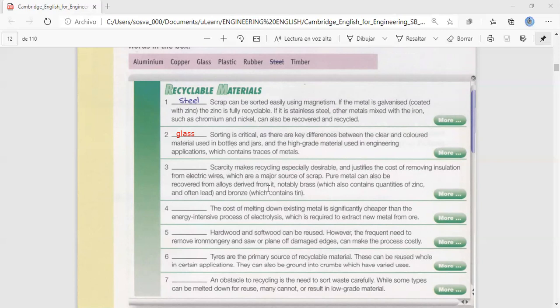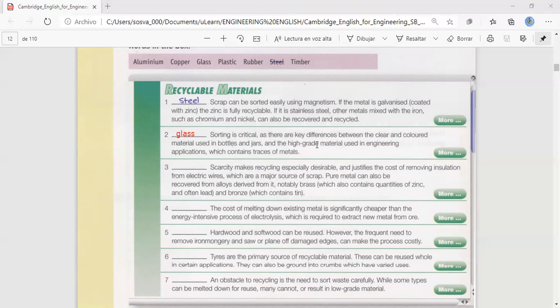Excellent. The third one says, scarcity makes recycling especially desirable and justifies the cost of removing insulation from electric wires, which are a major source of scrap. Pure metal can also be recovered from alloys derived from it, notably brass, which also contains quantities of zinc and often lead, and bronze, which contains tin.